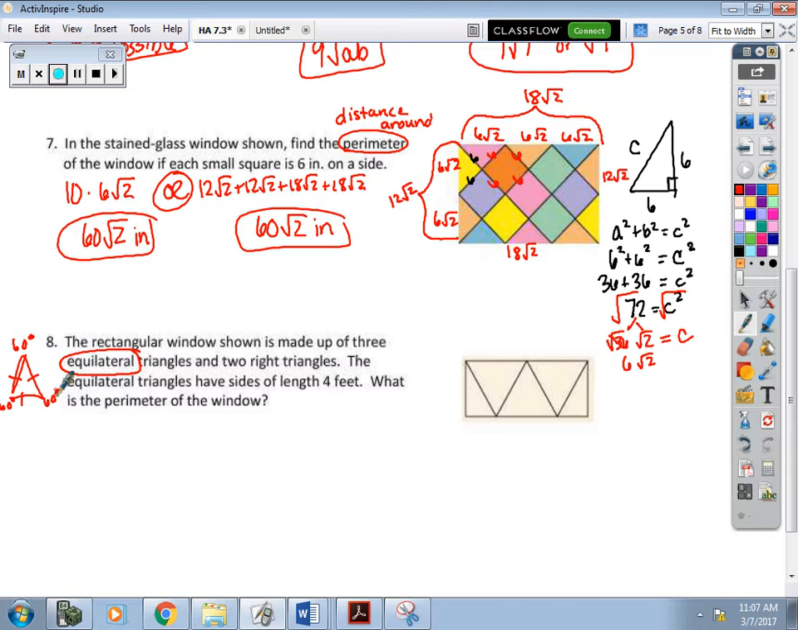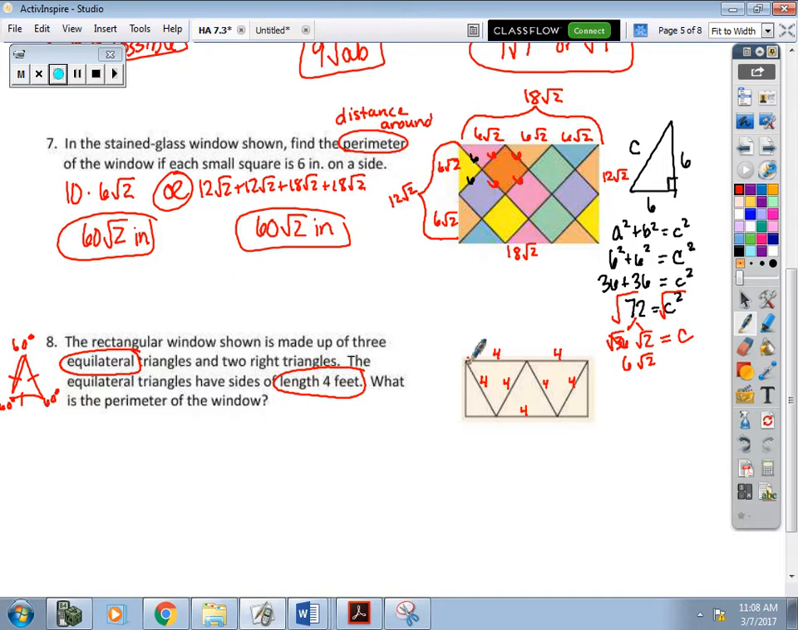Whenever we do this split up, we will end up finding some 30-60-90 triangles. But again, I'm going to use the Pythagorean theorem instead. So we have 3 equilateral triangles and 2 right triangles. The equilateral triangles have side lengths of 4 feet, so we're going to label all of the sides of the equilateral triangles with a 4. They want us again to find the perimeter, so the distance around the outside.